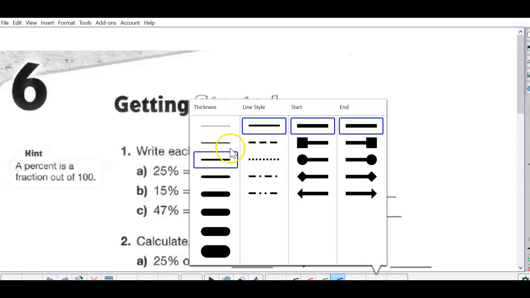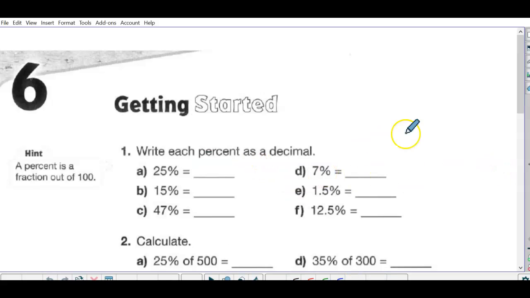Okay, we're looking at Chapter 6, Getting Started. So these are the concepts that you will be using throughout Chapter 6. So the math concepts and calculations that you will see quite frequently. Most you'll be able to use a calculator. Some will do without, just to get that mental math a little bit stronger.